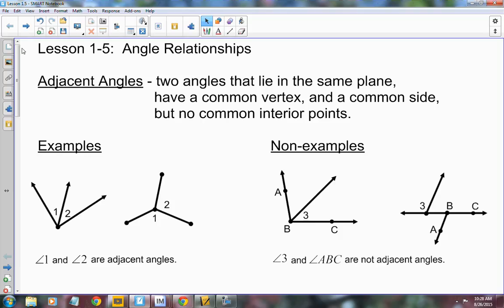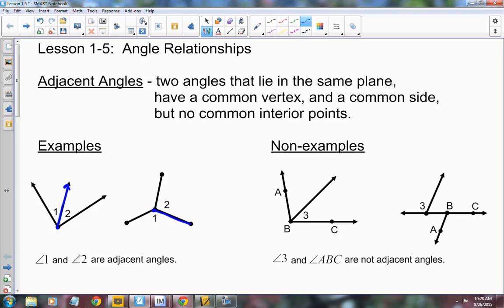It's two angles who share a common vertex and a common side or a common ray, and that's it. Okay, so angle 1 and angle 2 are adjacent angles. Another example here, this angle 1 and angle 2, they share a vertex and they share a side, and that's it. They're right next to each other. They're neighbors.